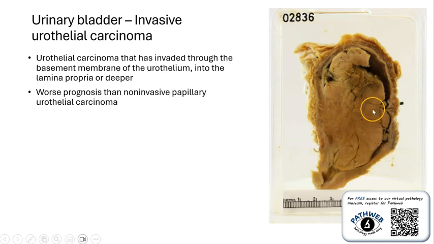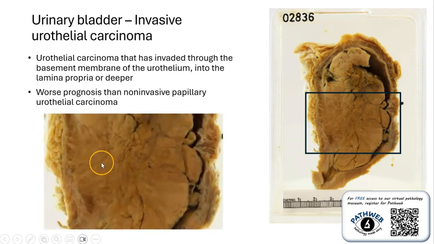So here we can see this large fleshy mass that protrudes into the lumen of the bladder. If we look more carefully in this area, this brown line is the muscularis propria. We can see that the tumor is actually infiltrating into the muscularis propria grossly.